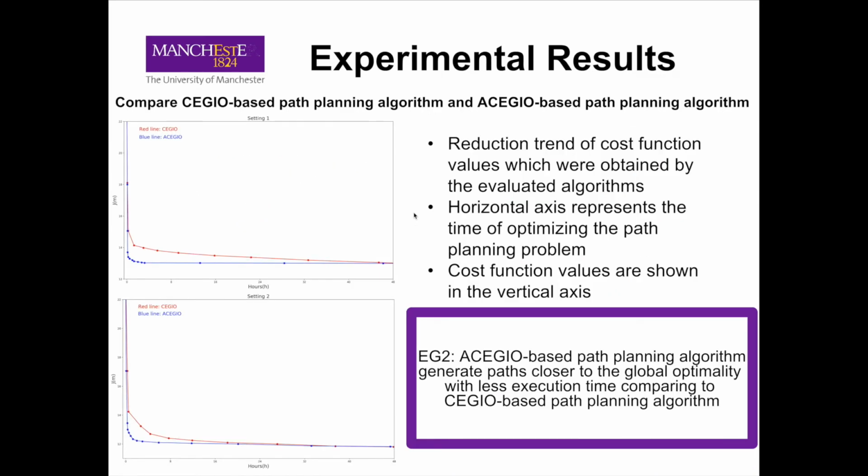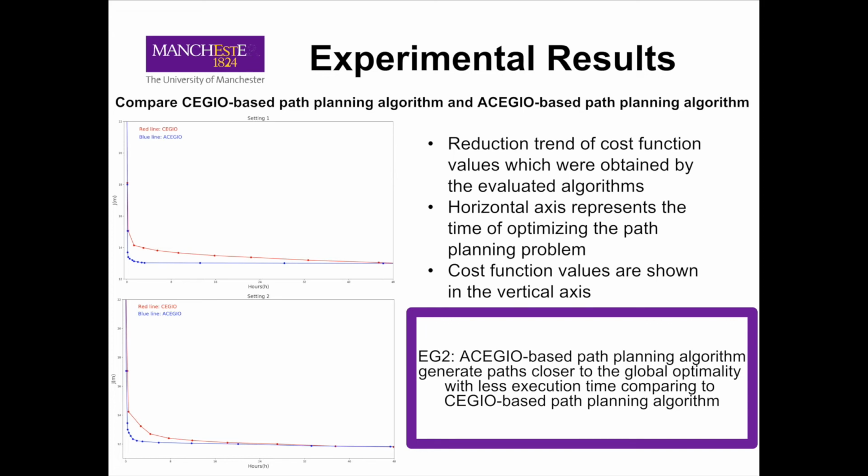In order to identify the second experimental goal, efficiency, we need to compare the ACGL-based path planning algorithm with the CGL-based path planning algorithm. So we plot the reduction trend of the cost function values for setting 1 and setting 2. The horizontal axis represents the times of optimizing the path planning problem, and the cost function values are shown in the vertical axis. As we can see, the blue line represents the ACGL-based path planning algorithm, and the red line represents the CGL-based path planning algorithm.